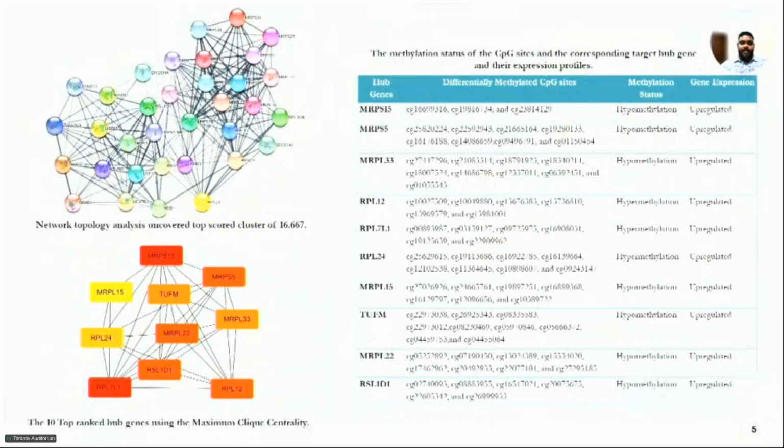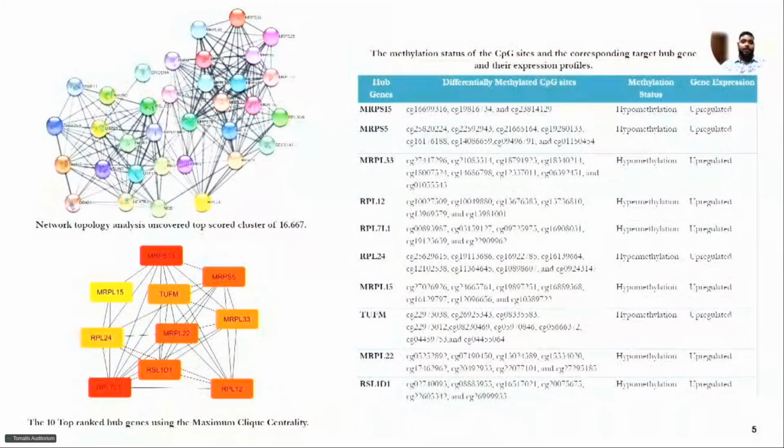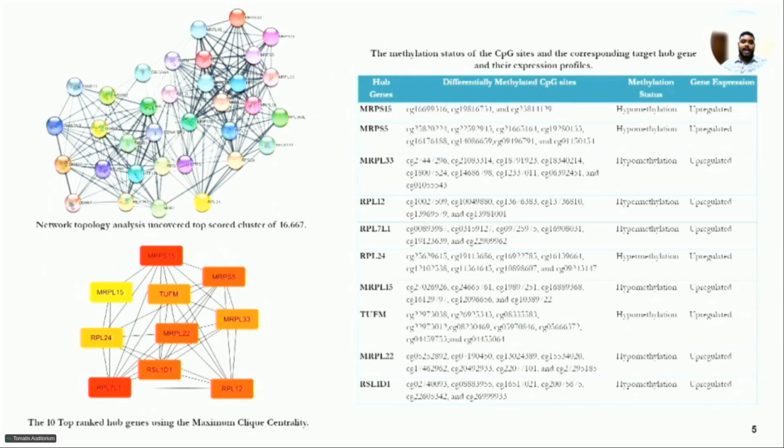Further, we identified notable changes in the paradoxical overexpression of the ribosomal proteins, whose CpG sites were found to be hypomethylated, and the mitochondrial ribosomal proteins, whose CpG sites were hypomethylated and which were upregulated.